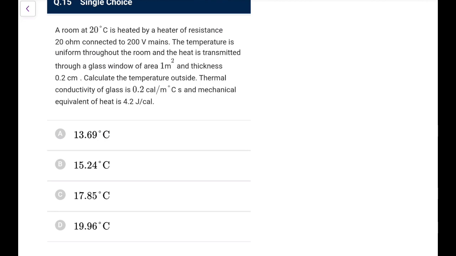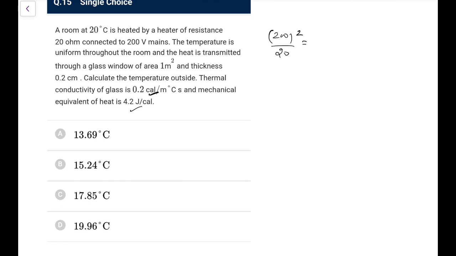Next, a room at 20 degrees is heated by a heater of resistance 20 ohm connected to 200 volt. The temperature is uniform throughout the room and the heat is transmitted through a glass window of area 1 meter square and given thickness. Calculate the temperature outside, thermal conductivity is given. So the heat generated would be V square by R, so 200 square by 20, that is lost in the form of conduction.